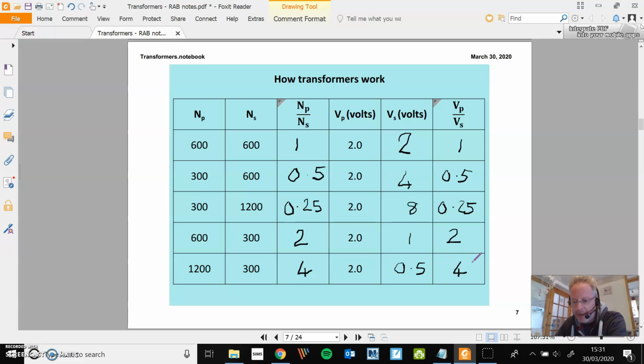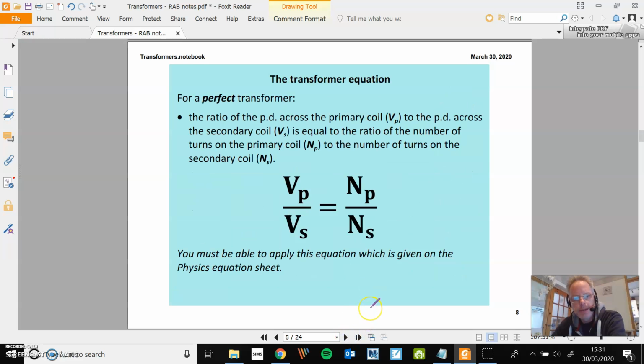So what's going on here, hopefully now, is pretty evident. The ratio of the numbers of turns on the 2 coils tells us what the ratio of the 2 potential differences is going to be. Okay, so this gives us what's called the transformer equation. For a perfect transformer, okay, in a real transformer there are going to be some energy losses, and this isn't going to be quite true, but for our purposes we can think of it as being a perfect transformer. There are no energy losses, in which case this equation would be absolutely spot on.